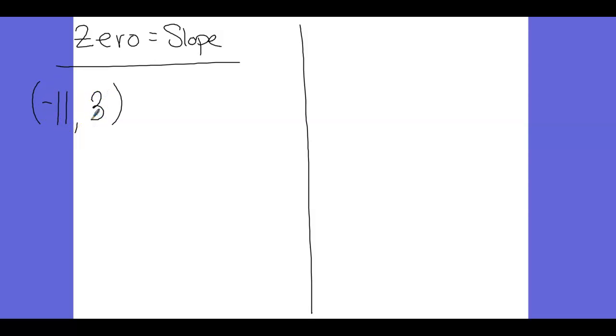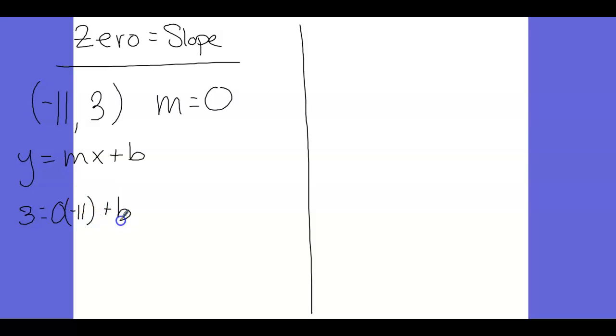Okay, so if we substituted values in, again, we're still using y equals mx plus b. So her y value is what? Her y value is 3 equals, we said that her slope was what? 0. So m is 0 times, what's her x value? Negative 11 plus b. So when I solve, 0 times negative 11 is? 0. So I have 0 plus b equals 3. So then what is b? 3. Because if I subtract 0, it's just b equals 3.